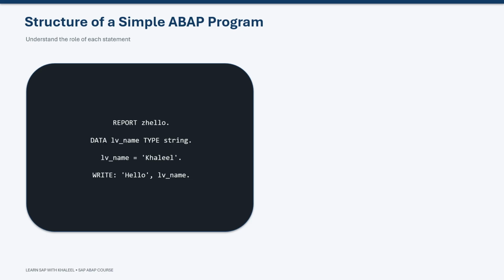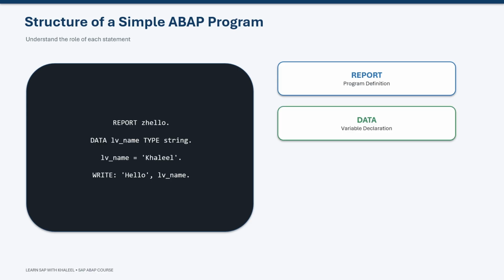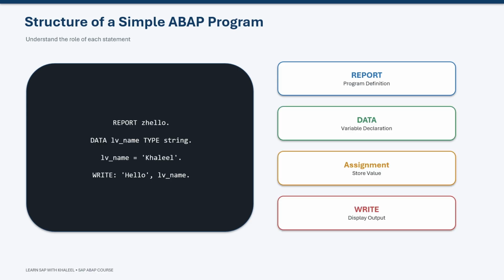It means write is used to produce output. So the basic flow is: define the program, declare data, assign value, produce output. This is a very simple program, but it gives us our first understanding of basic ABAP syntax. Now you understand the report, data, assignment, and the write. This is the structure of an ABAP program.